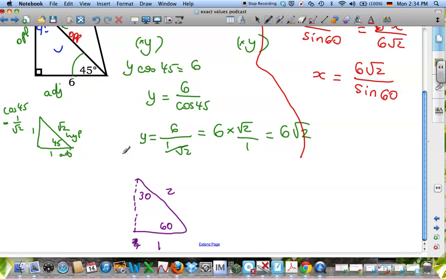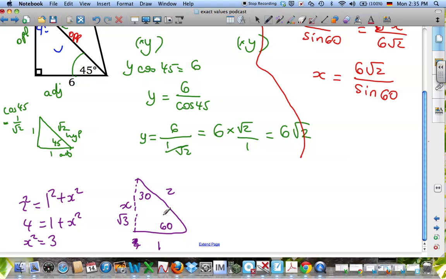And then if you apply Pythagoras, let's just do it quickly over here because this is what we would do in the test as well. 2 squared is 1 squared plus x squared. So 4 equals 1 plus x squared gives us x squared is 3. So x is root 3.